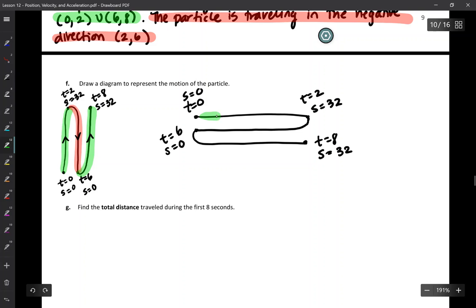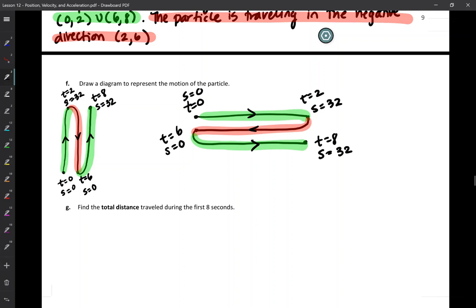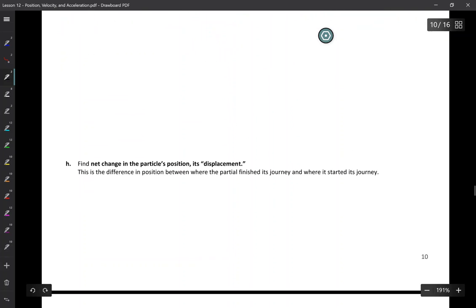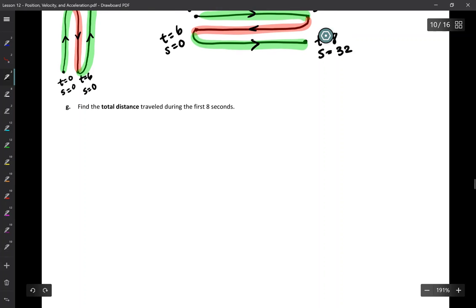Don't let it throw you if it's drawn right, left. We put the little arrows on it just to show the reader the direction. But our Desmos animation does a great job helping us see that movement. I think we can do G and H in this video.